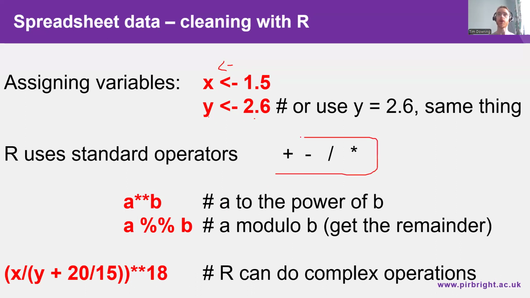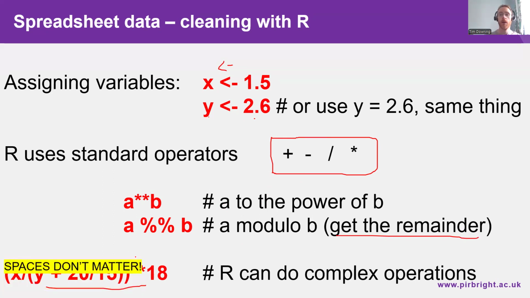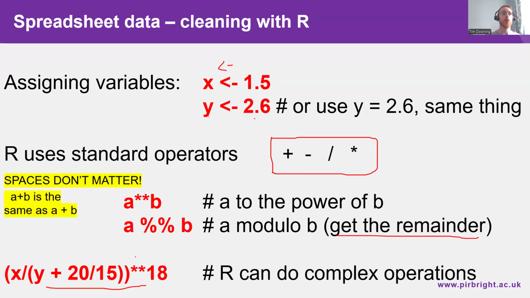We have standard operators, so R can act like a calculator, and we can have A to the power B or A modulo B, which means getting the remainder. And we can do calculations like you would do with a calculator. Spaces don't matter, so you can have A plus B without spaces, or A space plus B, or lots of spaces, and R will figure it out. It doesn't matter how many spaces you use.